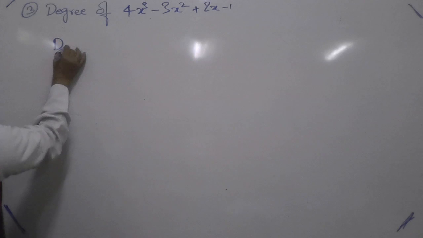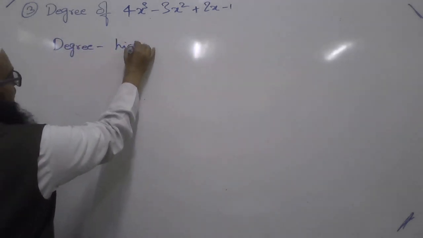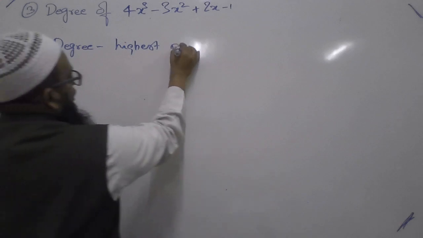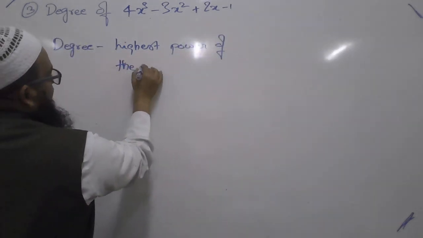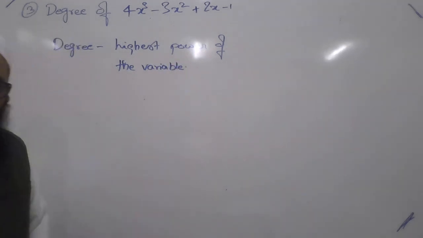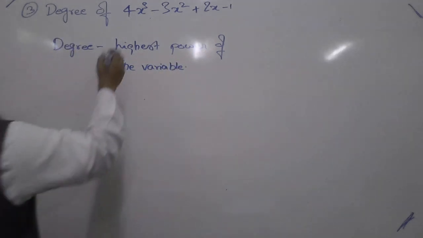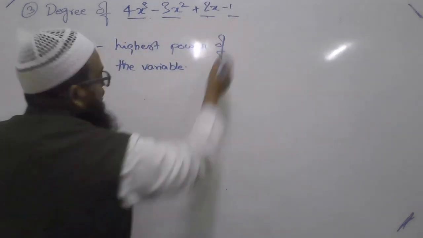Degree. What do you call degree? Degree is the highest power of the variable. Is it right? This is called the degree of the polynomial. Now, how many terms are there? First term, second term, third term, and fourth term.